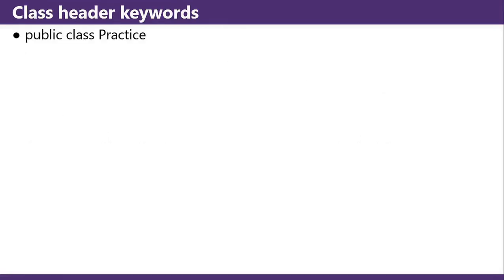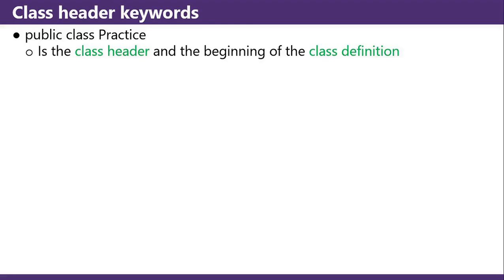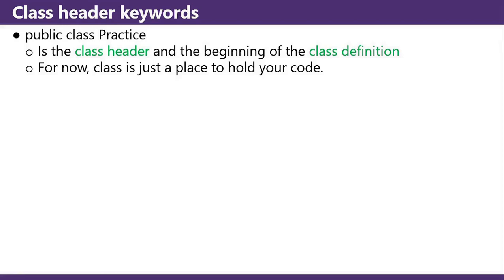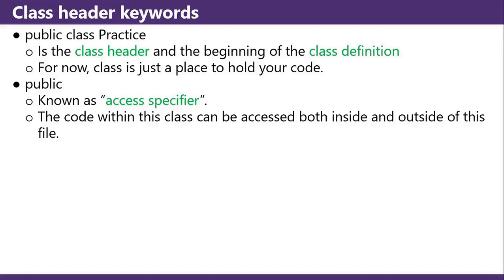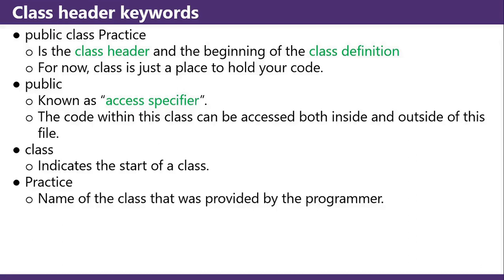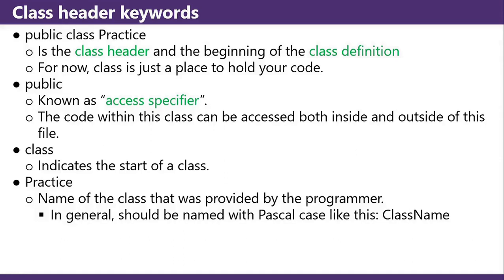Class header keywords. public class Practice is the class header and the beginning of the class definition. For now, a class is just a place to hold your code. Public, known as an access specifier, means the code within this class can be accessed both inside and outside of this file. Class indicates the start of a class. Practice is the name of the class that was provided by the programmer. In general, this should be named with Pascal case like this: uppercase, and then the separation between words is also uppercase.